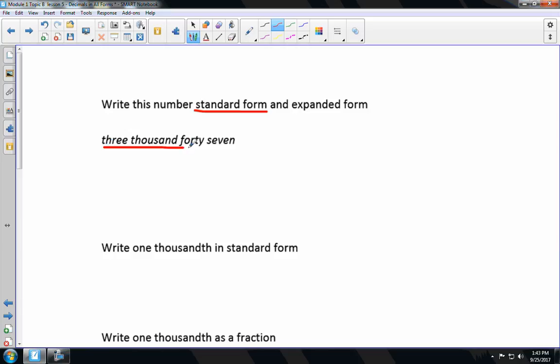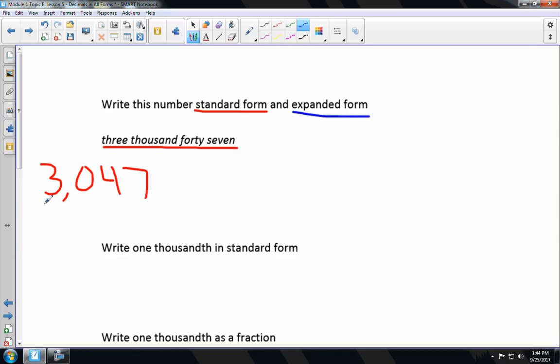So we want 3047. So we have 3000 and then 47. It's just the regular way. When we read a number, we write it in the regular way. But next, we're going to go to expanded form. Expanded form is when we stretch it all out.